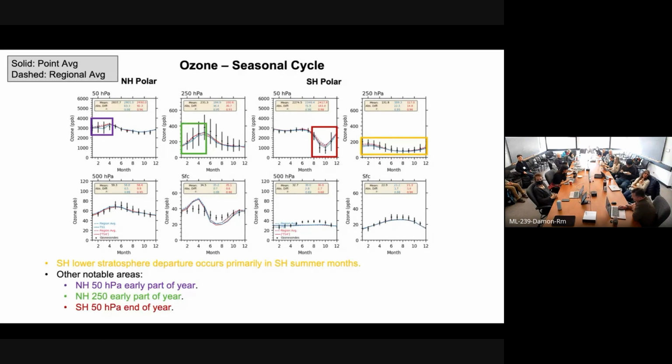And then the Southern Hemisphere at 50 hectopascals, and then the orange box on the top right panel, you can see that the difference that we saw in the Southern Hemisphere UTLS appears to be a little bit more of a Southern Hemisphere summer issue. We see it mostly from December through, I don't know, March or April.